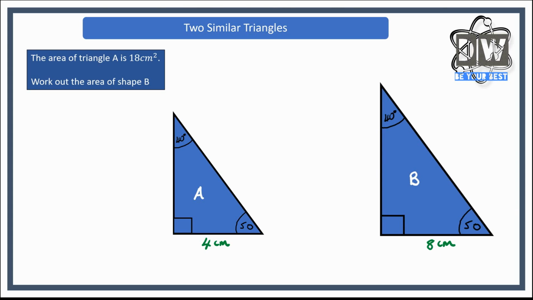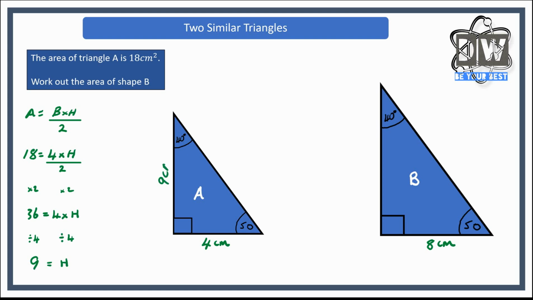Okay, so what is first up? Very simply, we'll write down that formula again, don't we? It's area equals base times height, divided by 2. We know what the base is, we don't know what the height is, but we do know what the area is. We write that down. 18 equals 4 times height divided by 2. What's next? Times by 2 both sides. We end up with 36 equals 4 times h. Divide both sides by 4. We end up with height equaling 9. Bang that in there, guys and girls.